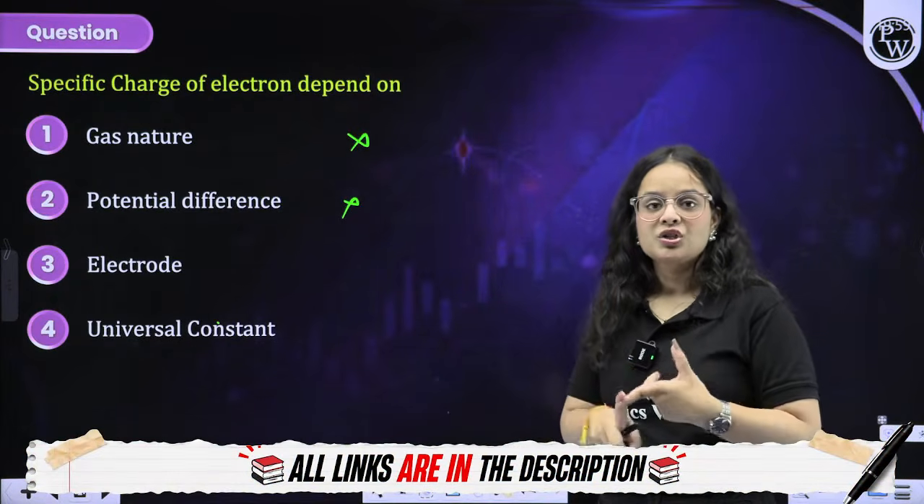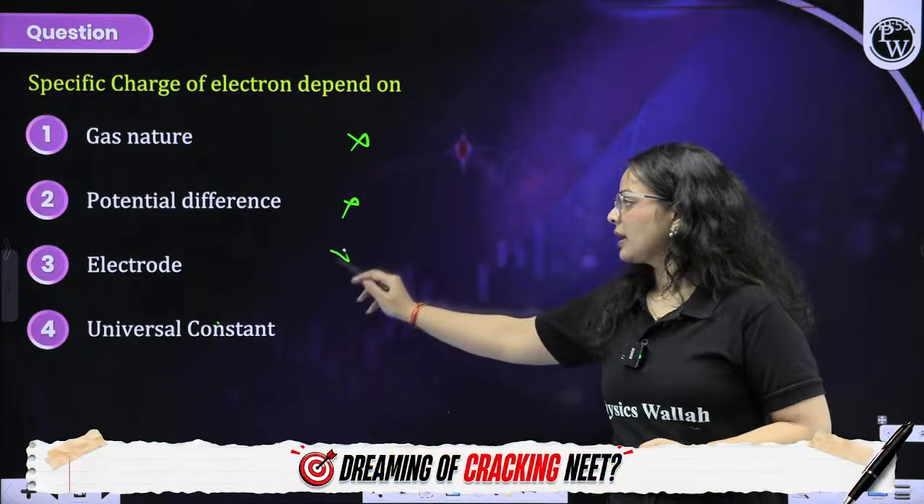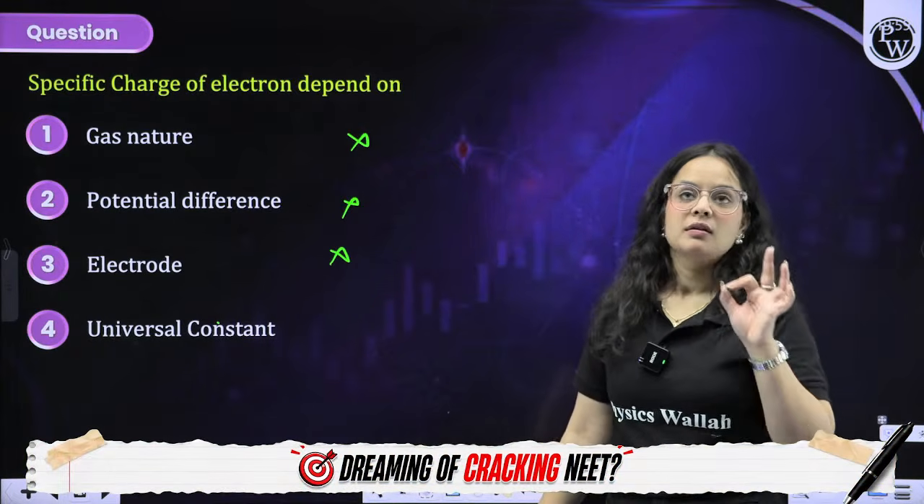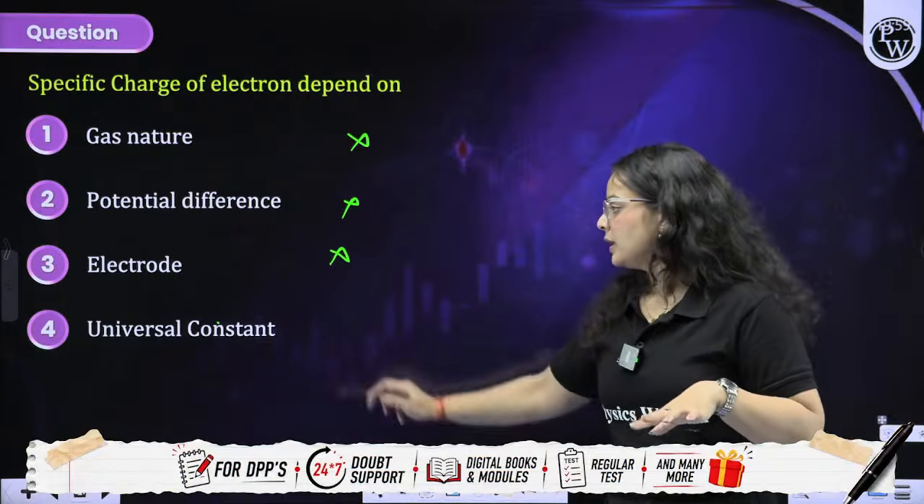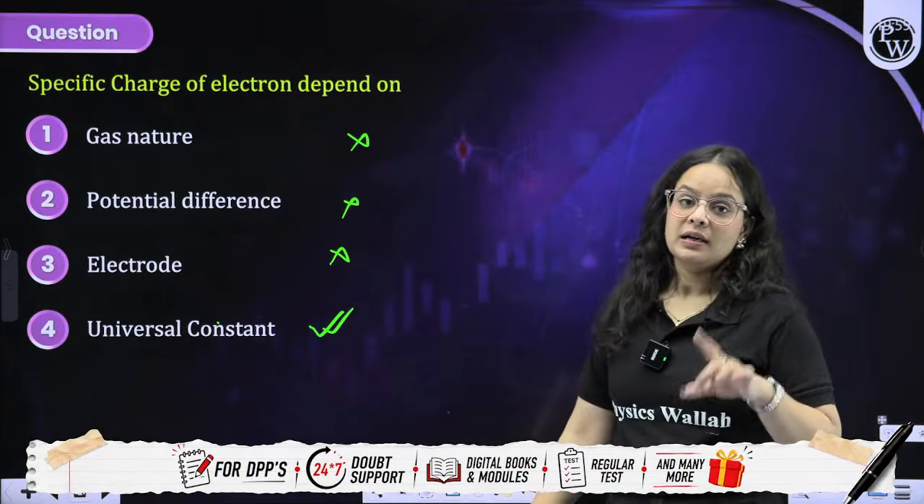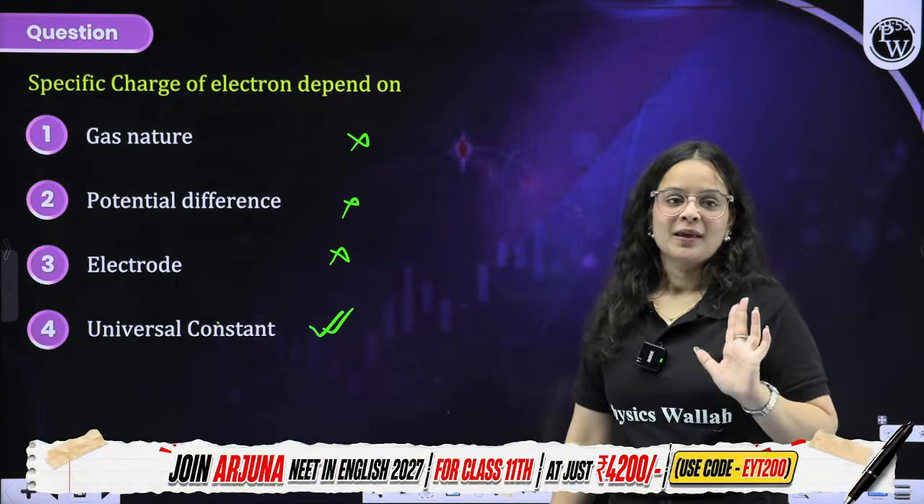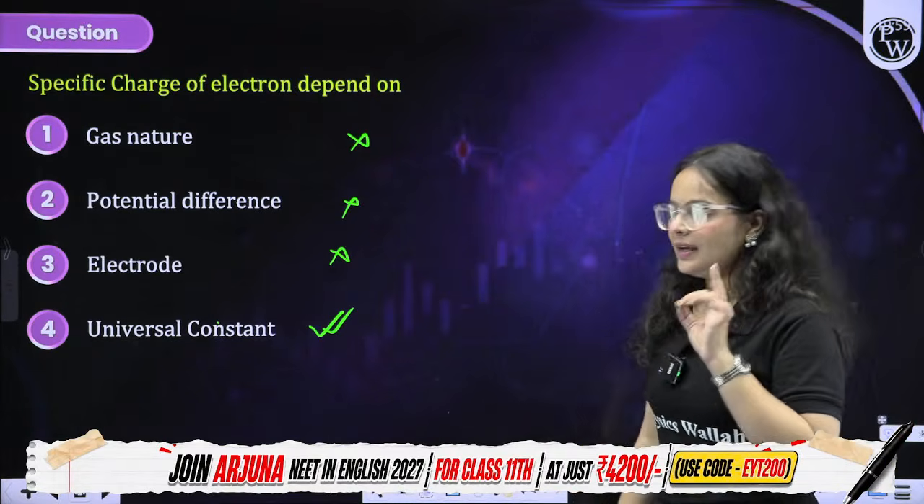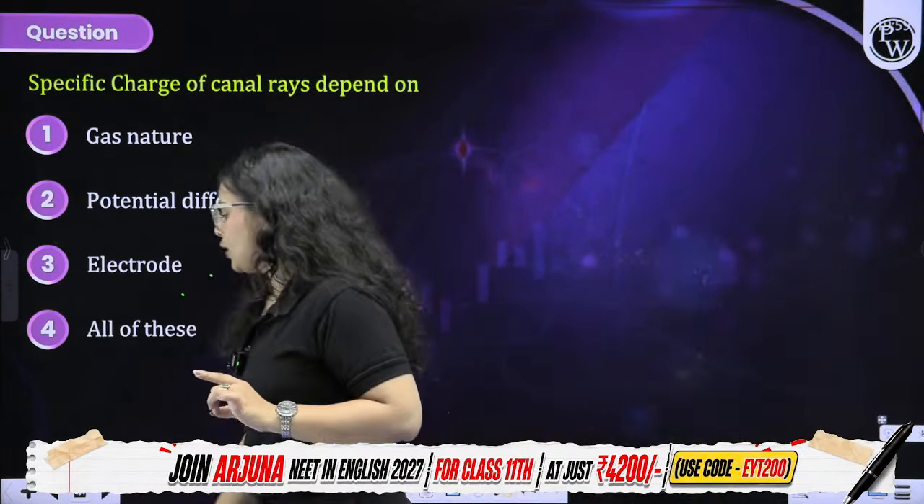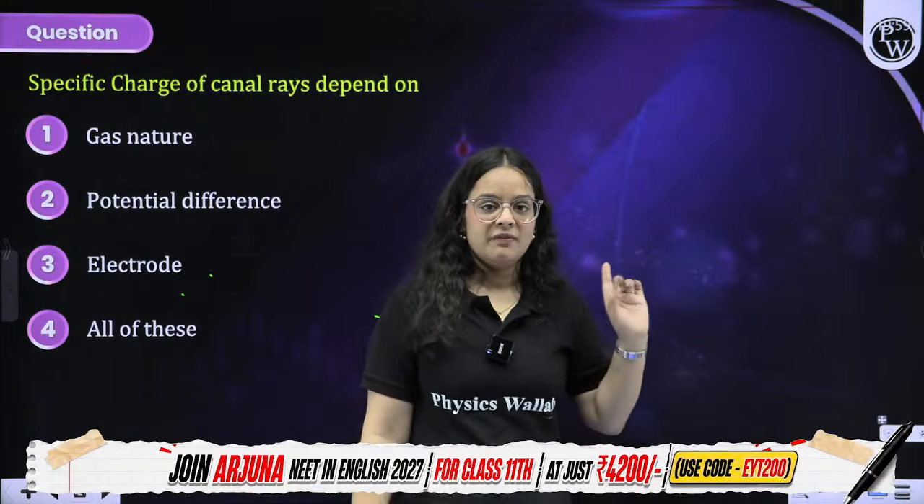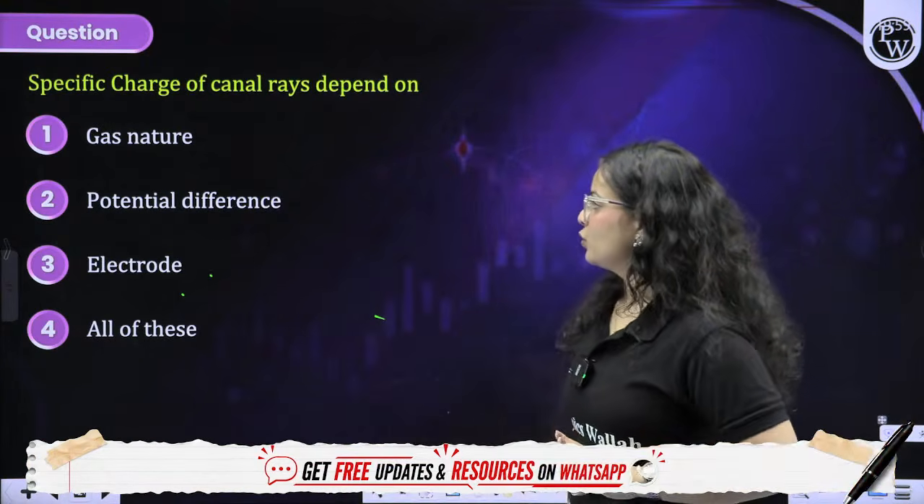The charge will not change, the mass will not change. The electrode again will not impart any change to the cathode rays, the electrons. It will always be a universal constant, and I already told you the value. So it is option number 4. I explained the concept in the previous slides only. Option 4 will be your answer.